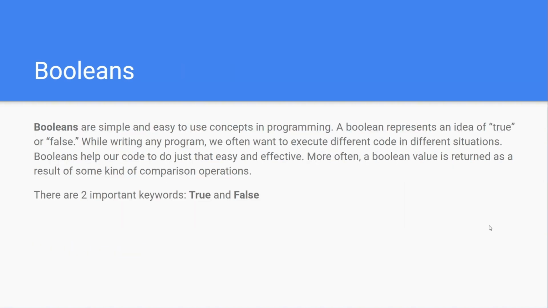Booleans. Booleans are simple concepts in programming. A boolean just represents either true or false. When writing a program, we may want different code to run in different situations. Booleans help decide what should happen. Booleans are also commonly returned after a comparison. The two important Boolean keywords in Python are True with a capital T and False with a capital F.